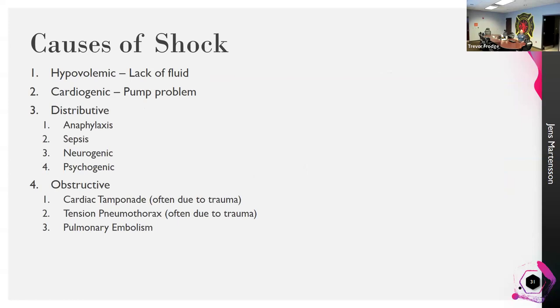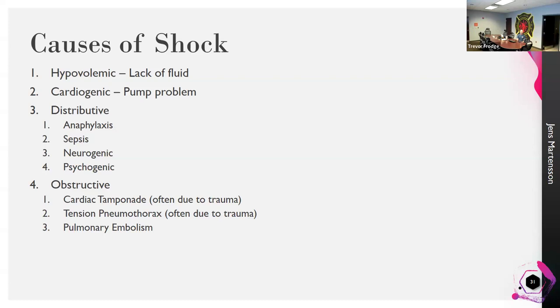So if I look at our causes of shock, there are 4 types of shock, and 2 of those 4 have subtypes, and that's why it gets really confusing with this. But the number one, the first type of shock, not necessarily the most common cause, but a type of shock that we see very often, or the easiest one for us to understand, is the hypovolemic shock. And that's simply lack of fluid.